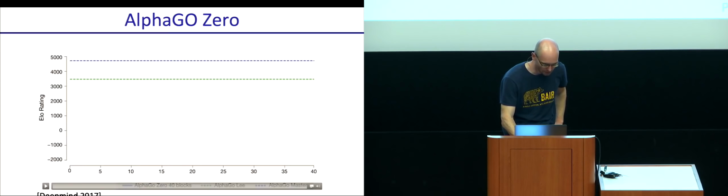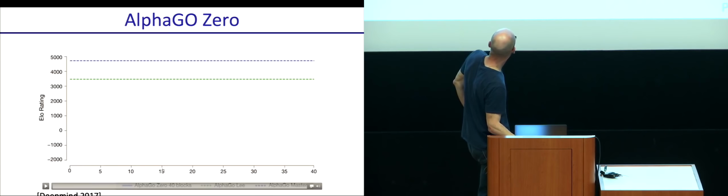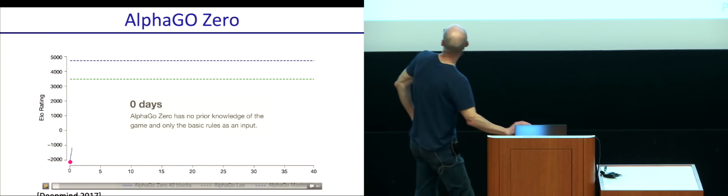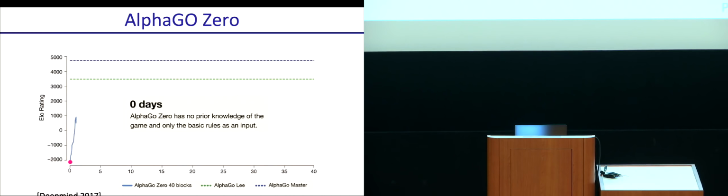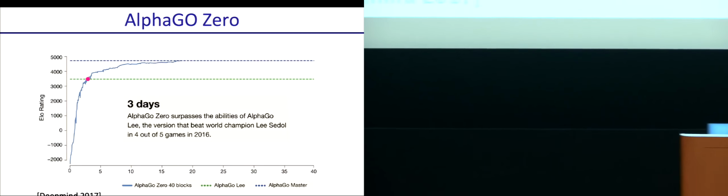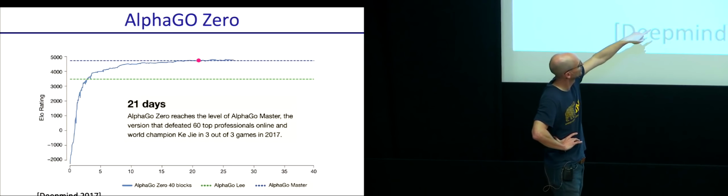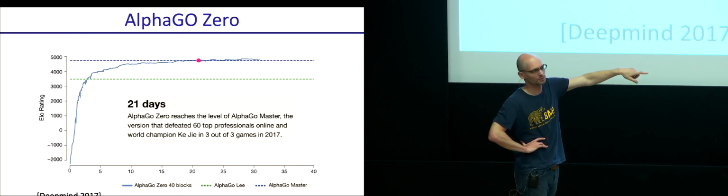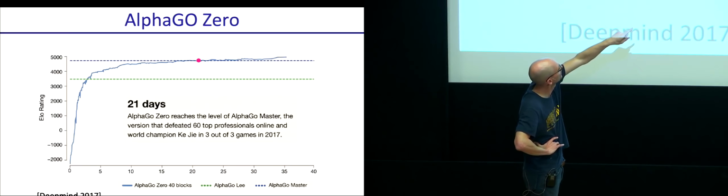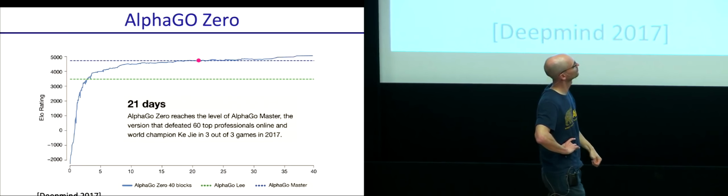If we look at ELO rating on the vertical axis and number of days of training on the horizontal axis, this is what happens. AlphaGo Zero has no prior knowledge, so it starts with a negative ELO rating and loses all the time initially. It's playing itself, but then gets tested against a set of players to calibrate its ELO rating. The green line is where AlphaGo Lee Sedol was. The blue dotted line, after 21 days, it goes past where AlphaGo Master was, which was an improved version of AlphaGo Lee Sedol, and then it was still creeping up after 40 days.